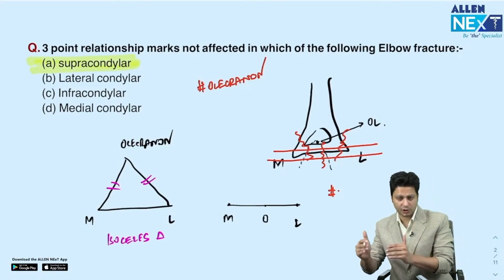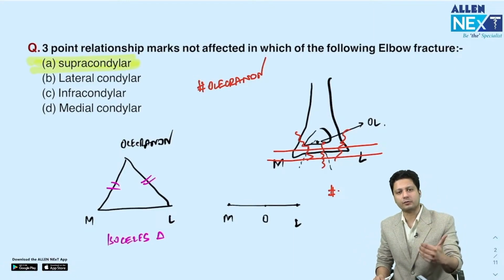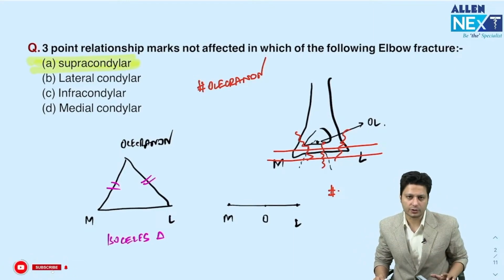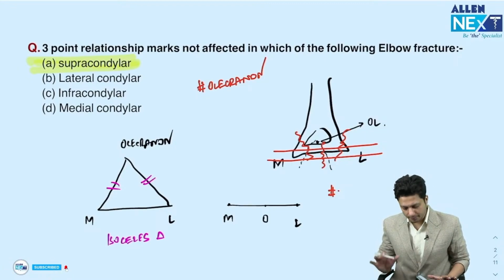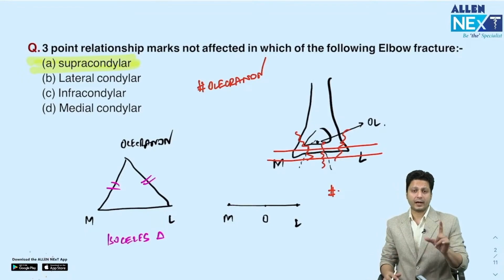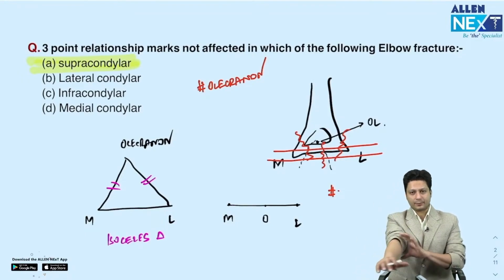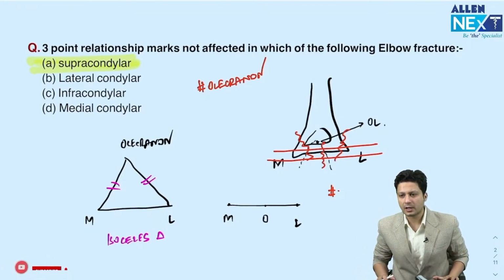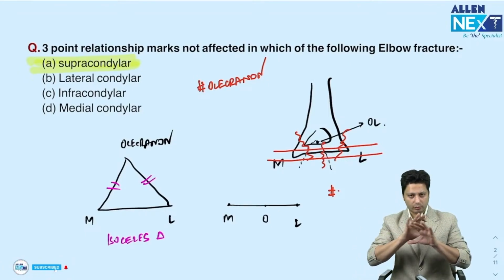So 3 bony point relationship not affected in which of the following elbow fractures? The answer for that question is supracondylar fracture of the humerus. Now, there are some prerequisites though, that the range of movement should be absolutely normal. Range of movement means the flexion and extension should be absolutely normal.